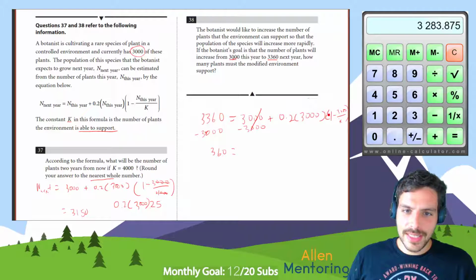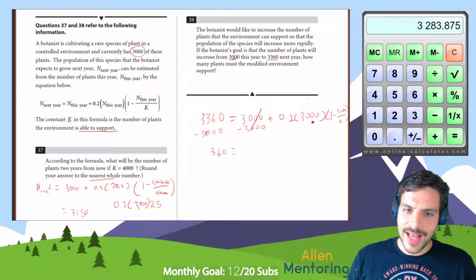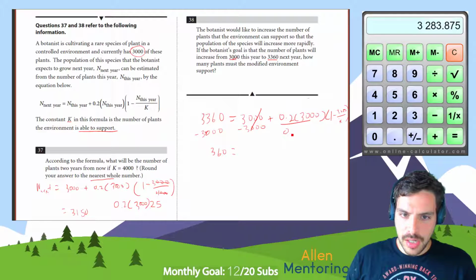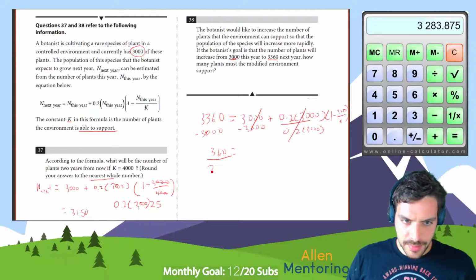So how do we isolate this one parentheses, right? We want to get rid of 0.2 and 3,000. So what do we do? We divide on both sides, okay? So we're going to divide 0.2 times 3,000 on both sides. So on this side it cancels out, and then we're also going to divide it by 0.2 times 3,000.